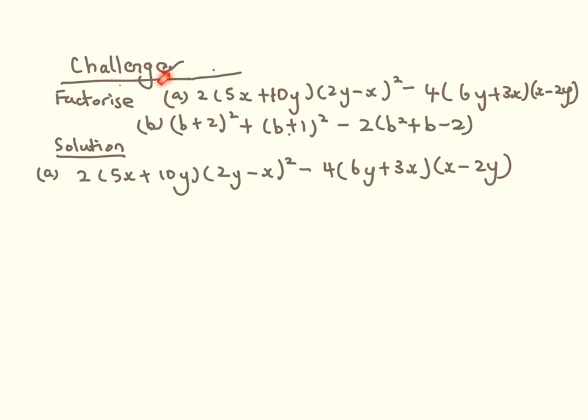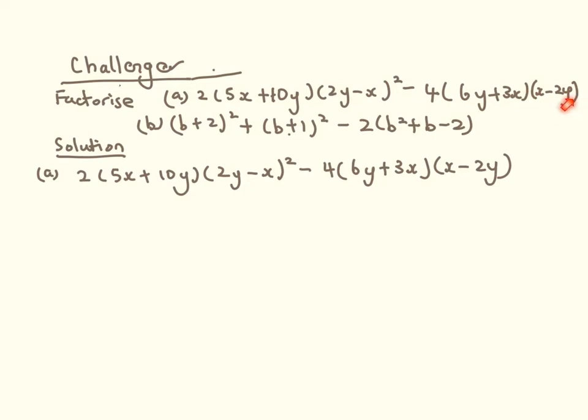Now, let's move on to some challenges. Now, you're asked to factorize this whole expression. Before you embark on this question, you have to study how many terms there are. Looking carefully at the minus sign, you should have realized that there are only two terms. One term, subtracting a second term. So, there are only two techniques involved.